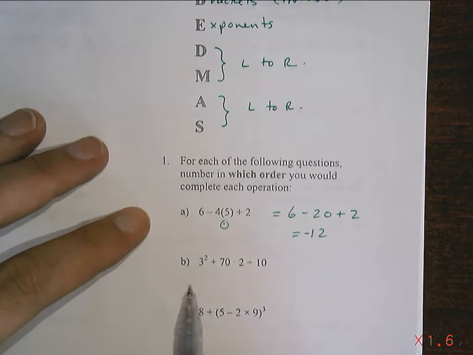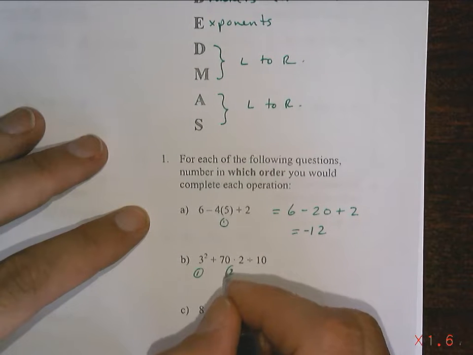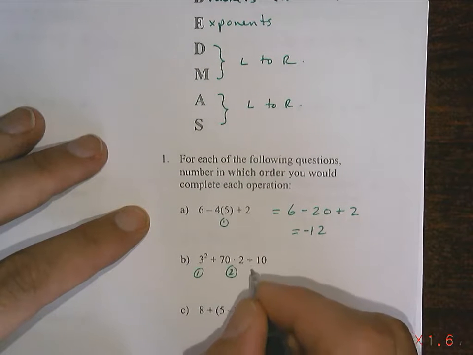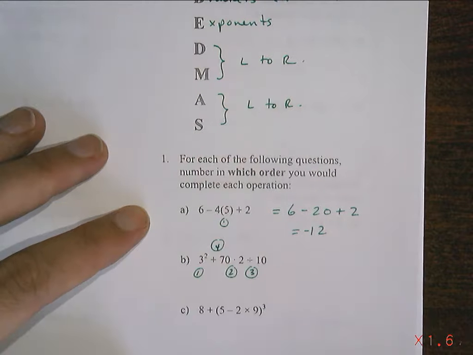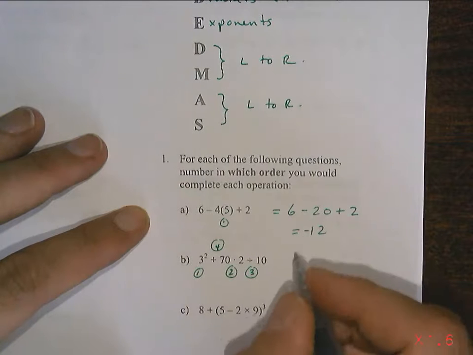So what would I do first here? I would do the exponents first, I would do the multiplication next, I would do the division next, and then I would do the addition last. So this would look like this.